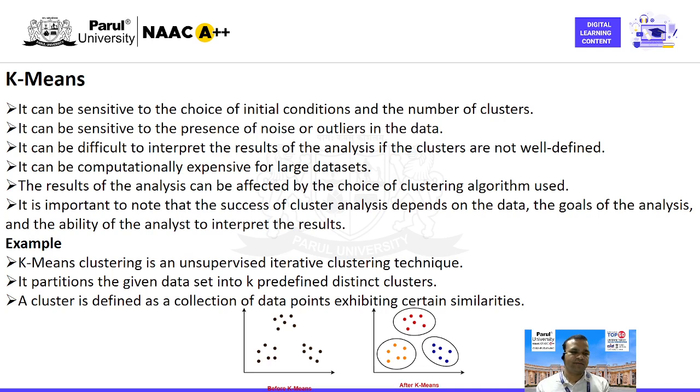K-means can be sensitive to the choice of initial condition and number of clusters. It depends on the user. It depends on all of us, what your customer requirement is, what your choice is. So you can give some initial condition and the number of clusters required. It can be sensitive to presence of noise and outliers in the data.